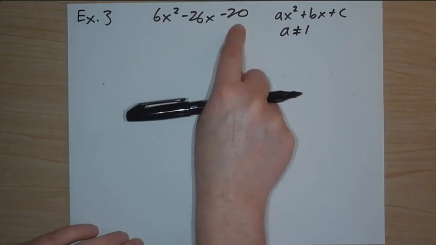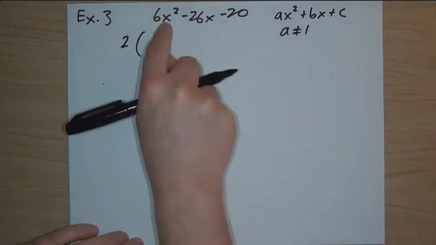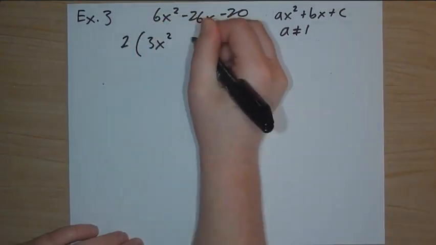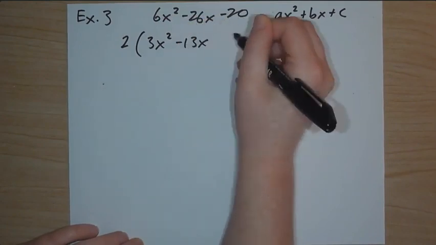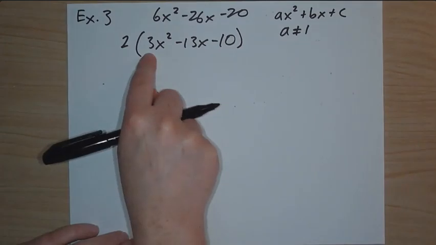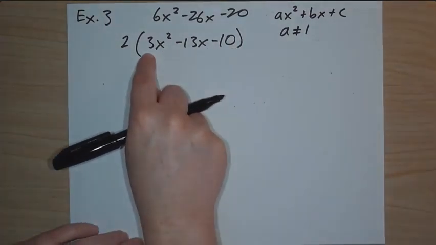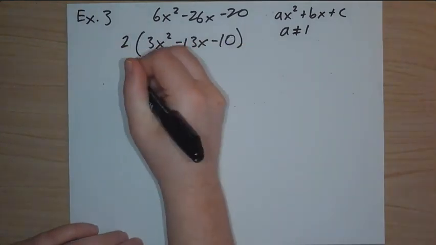A greatest common factor between all of these numbers is 2. So I'm going to take out a 2. This is going to leave us with 3x squared minus 13x and negative 10. There's no other greatest common factors, and a is still not 1. So we're going to factor this inside portion by the AC method.